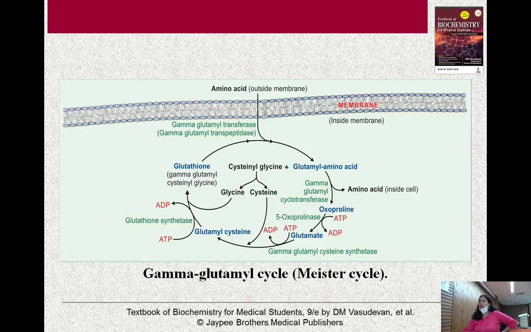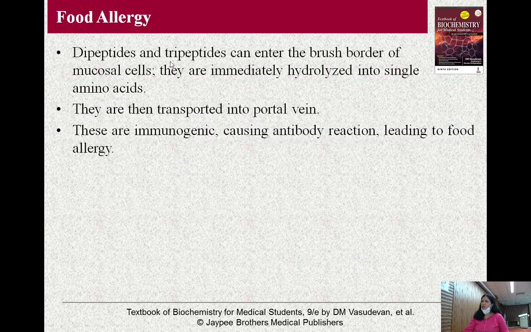Then the larger peptides like dipeptides and tripeptides can enter directly through the cells or in between the cells. So sometimes what happens is that when the food particles, dipeptides or tripeptides, the larger peptides, enter inside the cells, it can cause food allergy. For example, some people are allergic to nuts, isn't it? Peanut, then cashew nut. That is because the larger protein particles of these nuts can enter directly in between the intestinal cells, and then they are recognized as an antigen which generates an immune reaction, leading to an allergic reaction or food allergy. So dipeptides and tripeptides can enter directly through the mucosal cells or in between the cells.